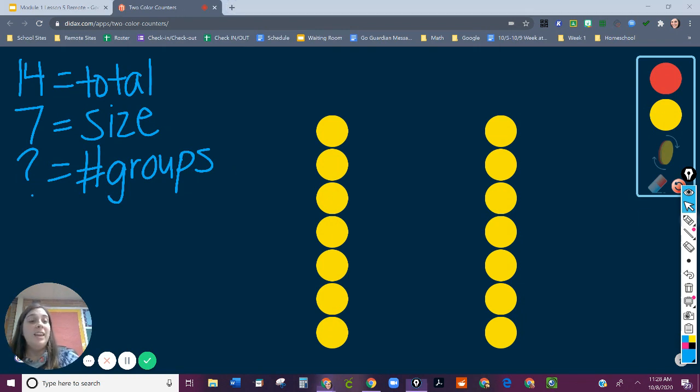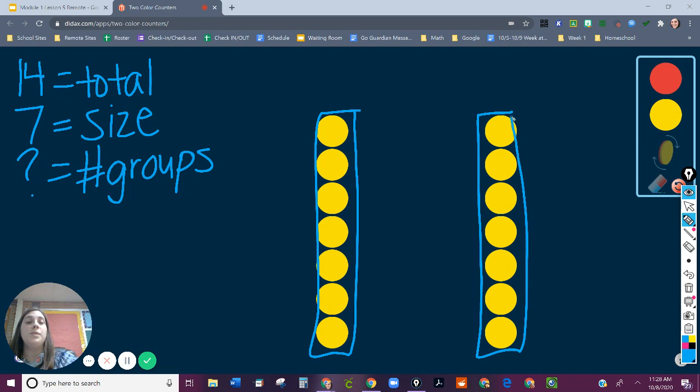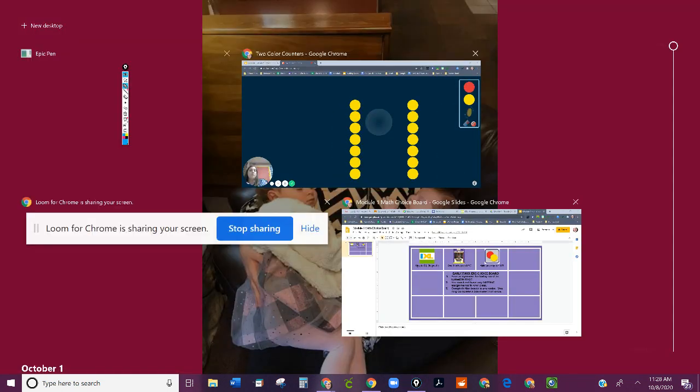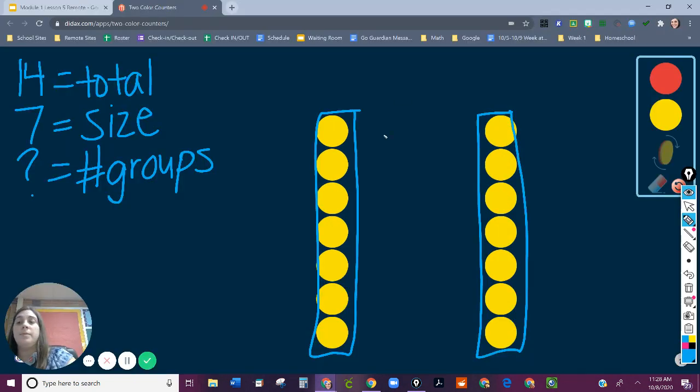We can see that we have 1 group of 7, 2 groups of 7. So our number of groups is 7. I'm sorry, not 7, 2. We have 1, 2 groups.